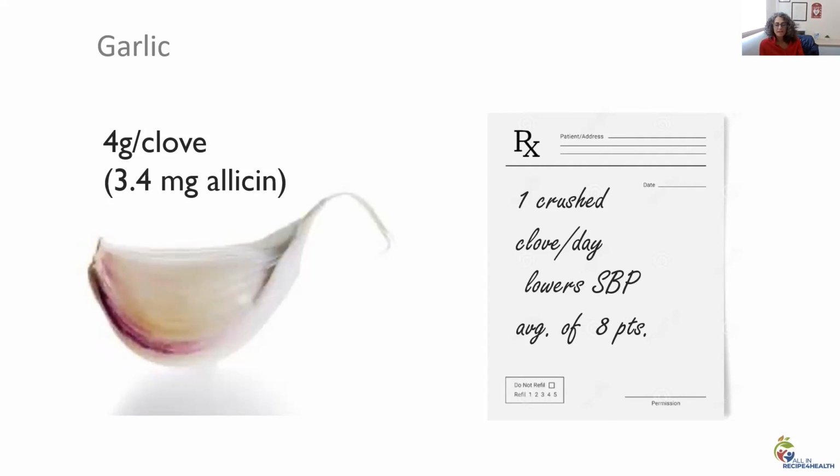Studies show that if you have 1 crushed clove of garlic a day, that can lower your systolic blood pressure about 8 points. You can put that in your salad. Most of you are not going to want to put that in your smoothies, but put it in your salad. Eat it with your veggies.